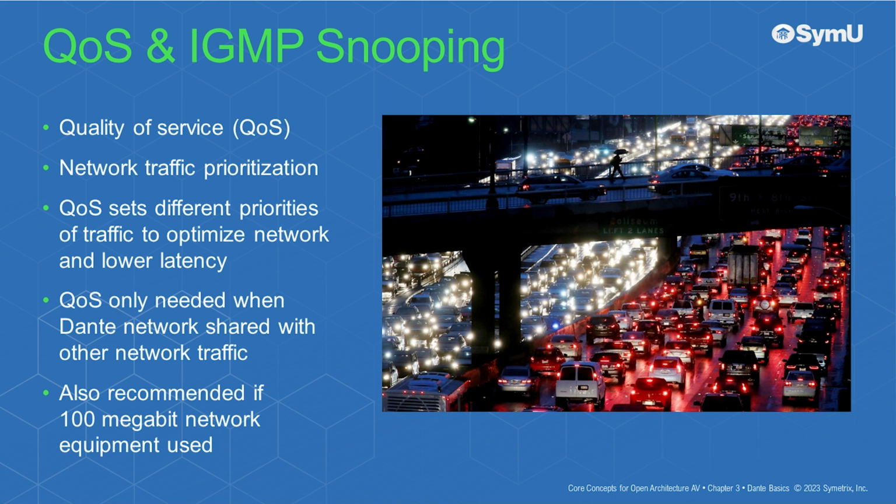QoS, or quality of service, is network traffic management. Network traffic has different priorities. QoS is used to set the different priorities of the traffic, optimize the network, and lower latency. QoS is only needed when a Dante network is shared with other network traffic. It is also recommended if 100 megabit network equipment is used.